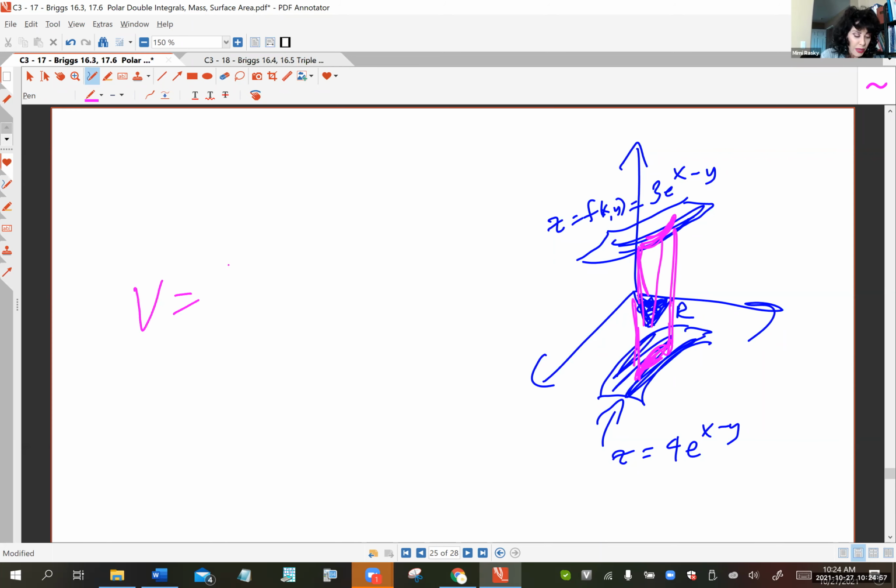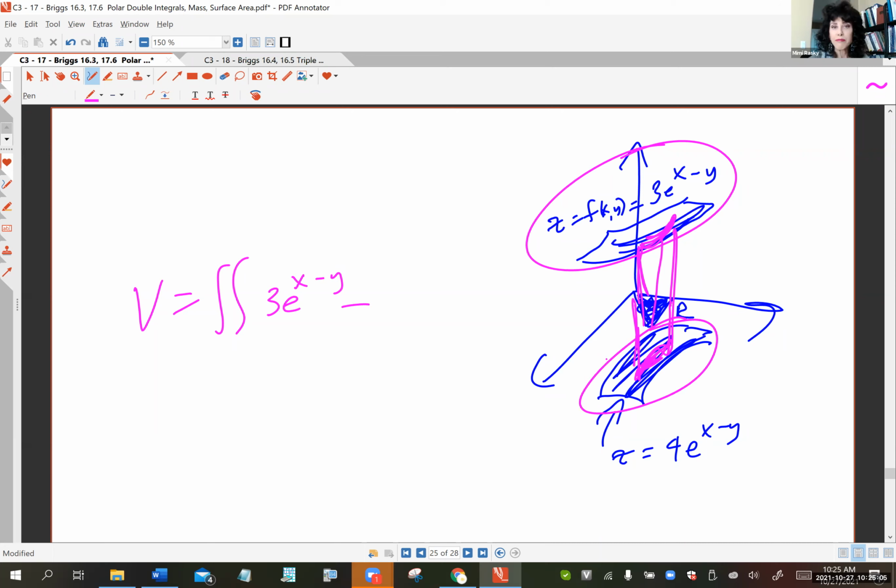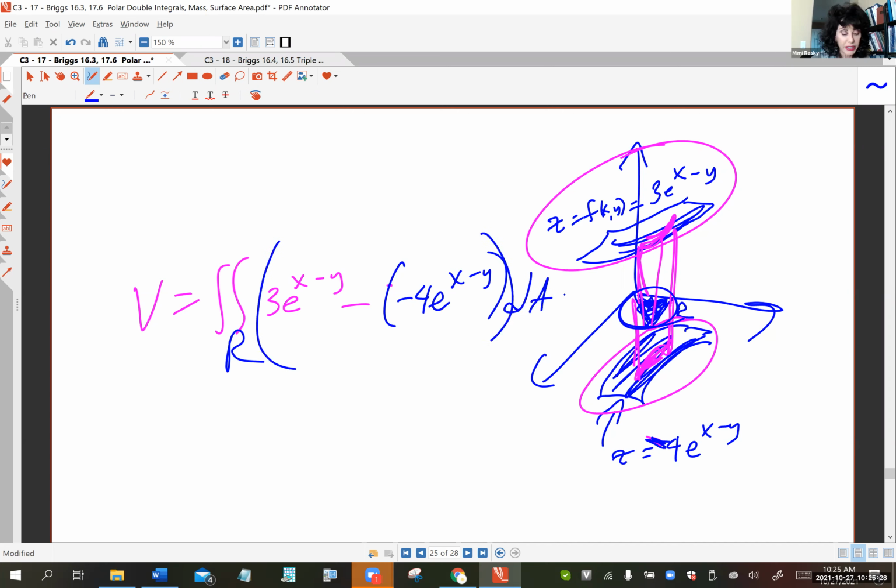So your volume is going to have the capping surface, the taller, minus the bottom of the surface, the belly. Like, this is supposed to be -4. If I'm using, this is a -4e. So minus the belly of the surface, like that. Okay, and then if they gave you the region of integration there in the XY plane, you'll just go over R. And so then you'll use an area element and so on and so on. So that's one way you could do a double integral.